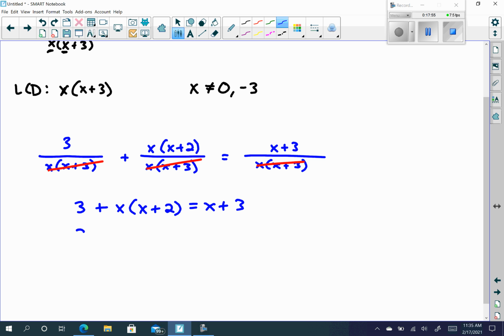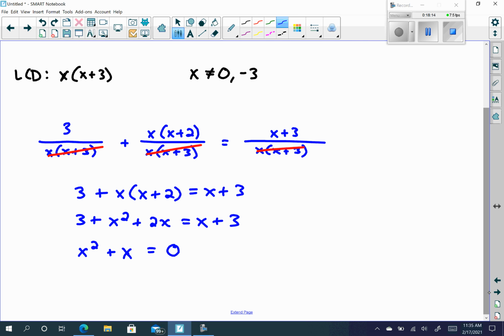Distribute this x, so we'll get an x squared. So now we're at a quadratic. So I want to bring everything to one side. I want to write this x squared first. If I subtract x, that's going to apply to this 2x. So 2x minus x is x. And then 3 minus 3 is 0. So I'm left with x squared plus x equals 0.